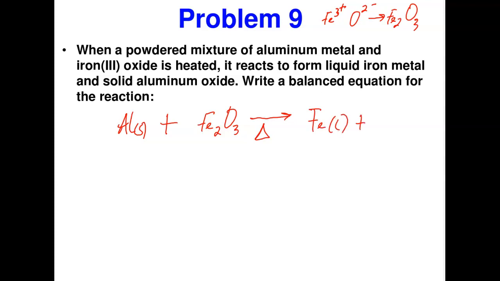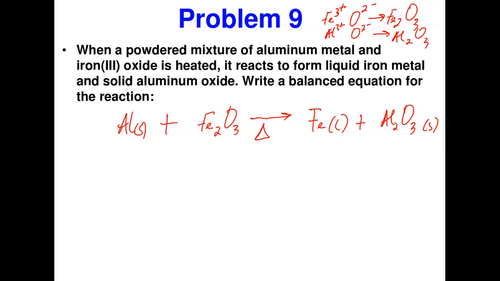Plus solid aluminum oxide. Again, aluminum is 3 plus. So if you exchange the charges again, aluminum is this, oxygen is 2 minus. It's going to still give you Al2O3. So this is going to give me Al2O3 solid. This is what the equation will look like.